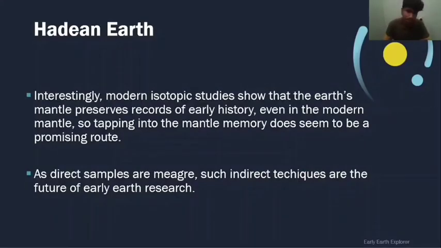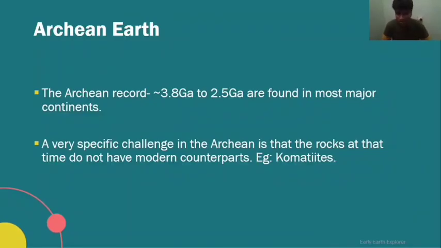So coming to the Archean Earth, unlike the Hadean Earth, as I previously mentioned, the Archean record is more expansive. But the major challenge is it is difficult for us to find comparable modern counterparts, because we know for a fact that the mantle was hotter back then, so things were slightly different, and there are certain rock suites that were restricted to that time frame. So the fact that we can't have modern counterparts is a very big challenge when it comes to interpreting that time frame or the processes that happened during it.